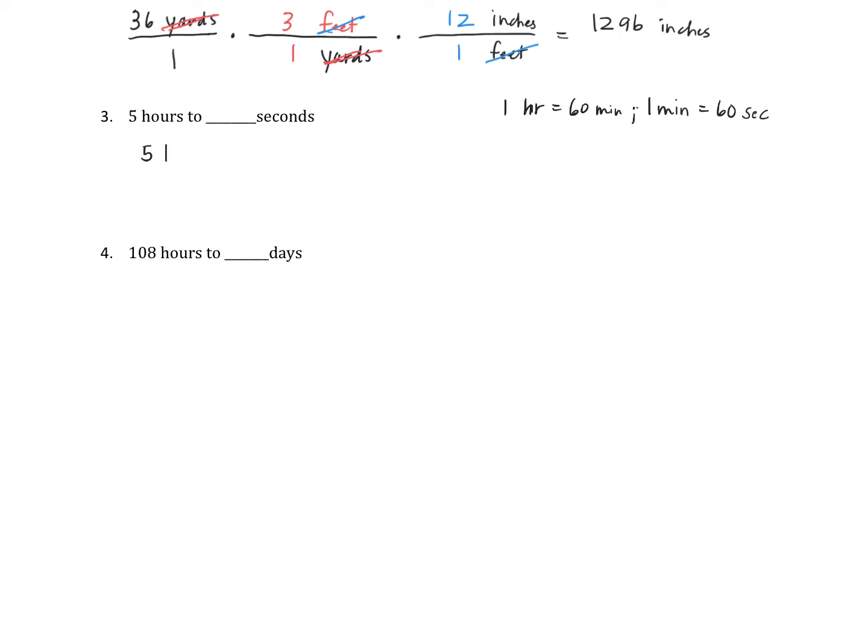So start by writing what you're trying to convert as a fraction over 1. And then you know you can convert hours to minutes and minutes to seconds. So there are 60 minutes in 1 hour and 60 seconds in 1 minute. And you will see your hours cancel out, your minutes cancel out, and you're just left with seconds. The denominator is 1 times 1 times 1, so that's just going to be a 1. And so now you just have to multiply 5 times 60 times 60, and you get 18,000 seconds.